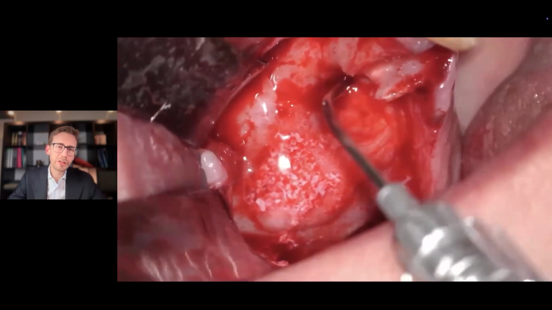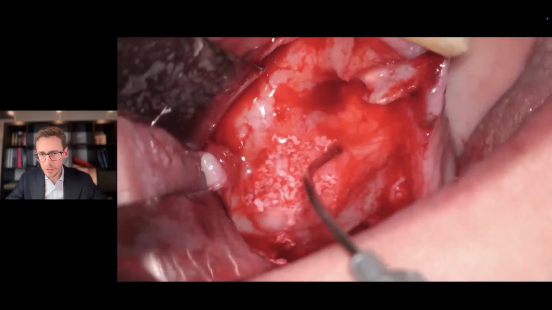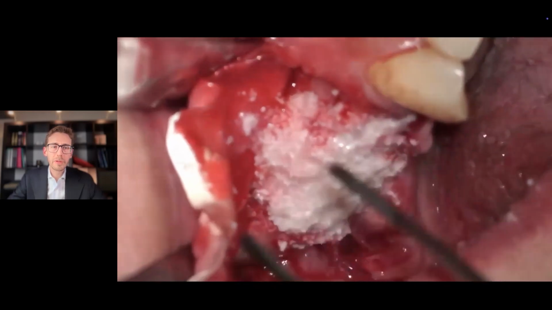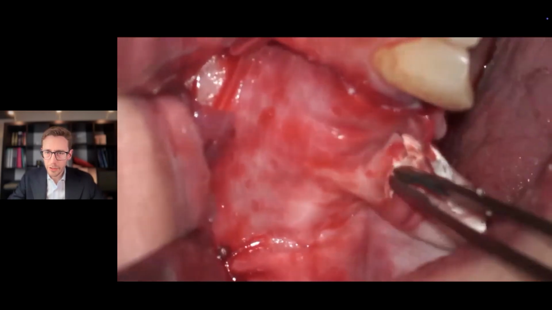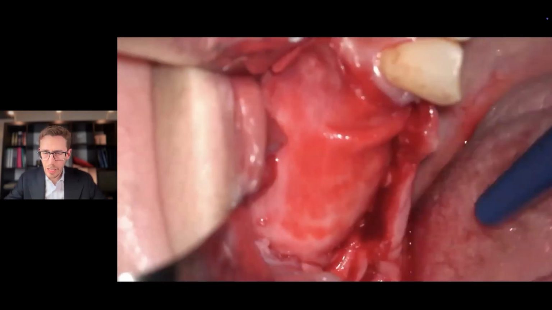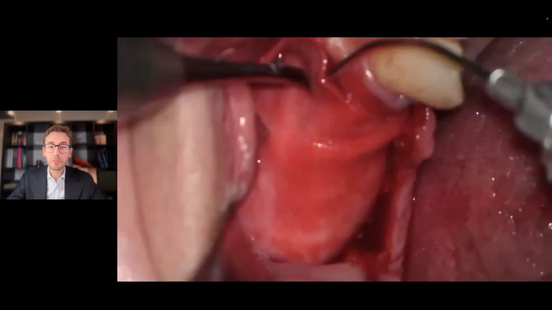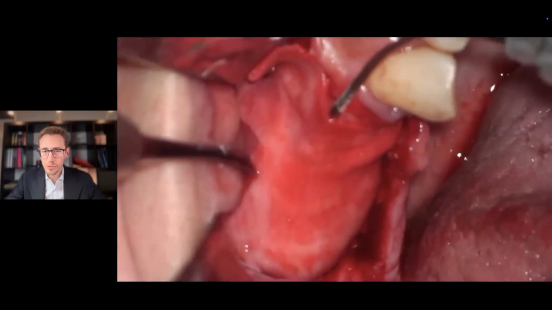So you see a very first layer on top of the receiving bone, which is followed by the stabilization of a BioGuide membrane, the placement of pure Bio-Oss without the use of any autogenous bone, and the stabilization of the membrane with multiple titanium pins and with sutures.